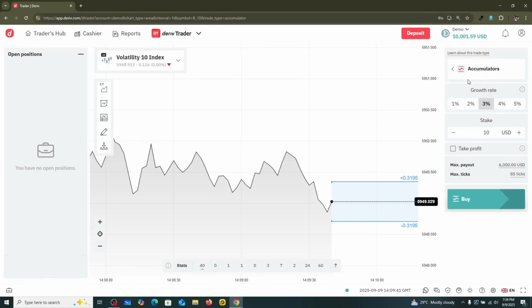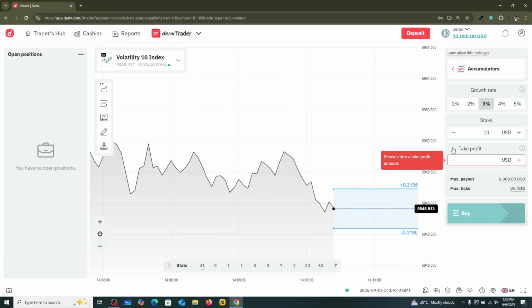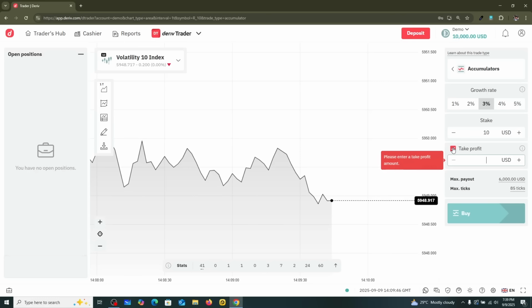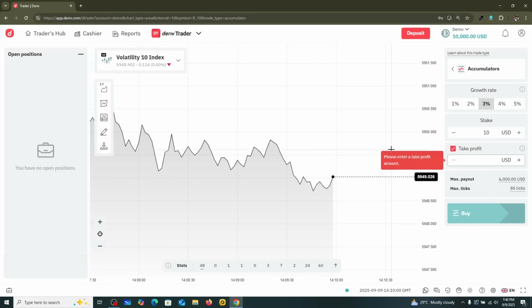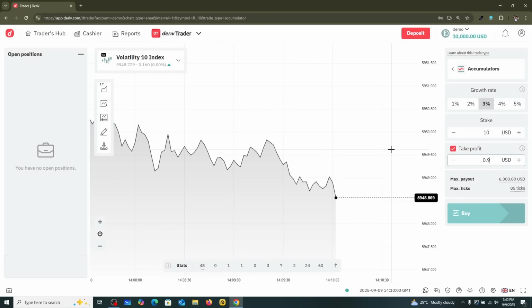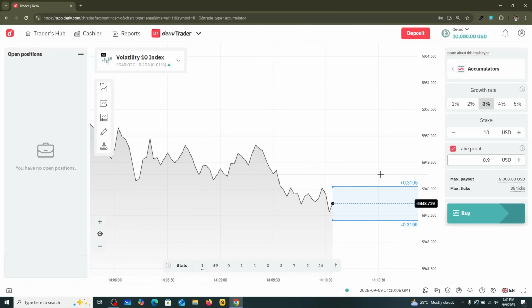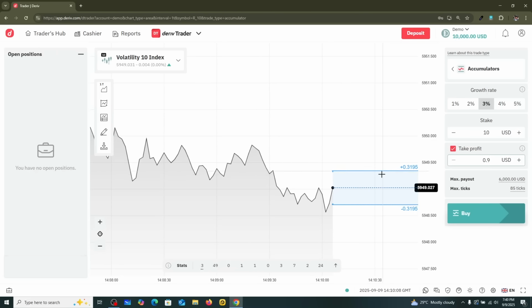I'm going to reset the balance, and here you can select take profit. Let's keep the take profit at $0.9. It's almost $1, so 0.9.